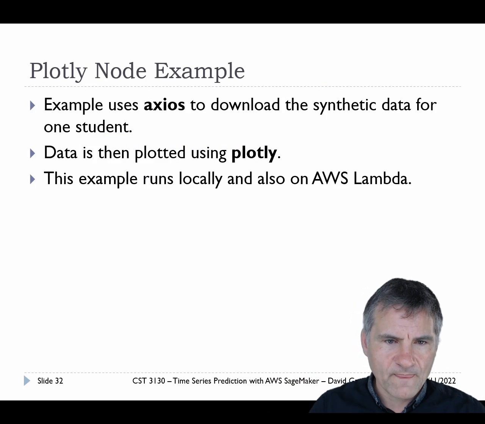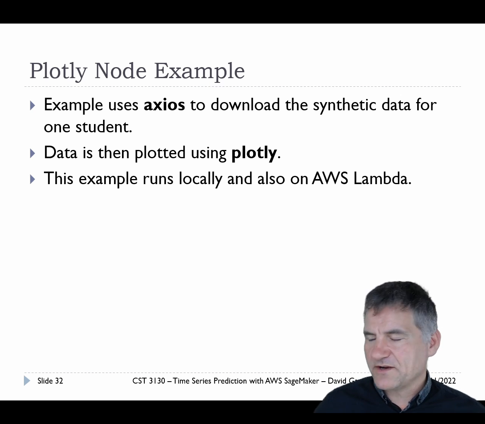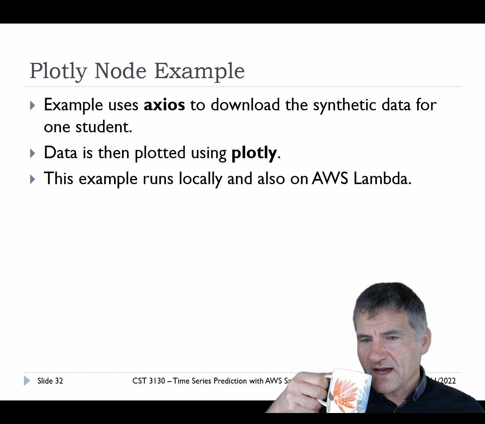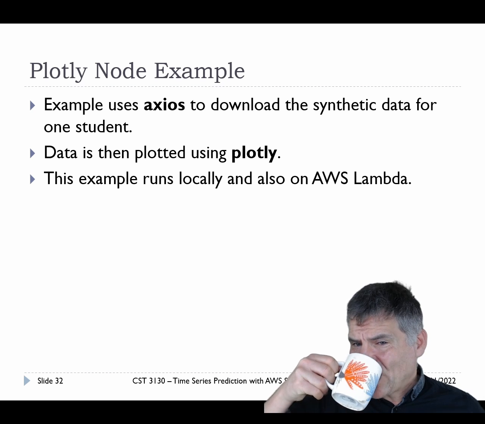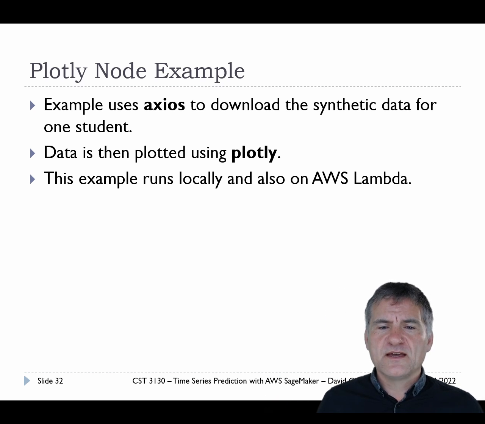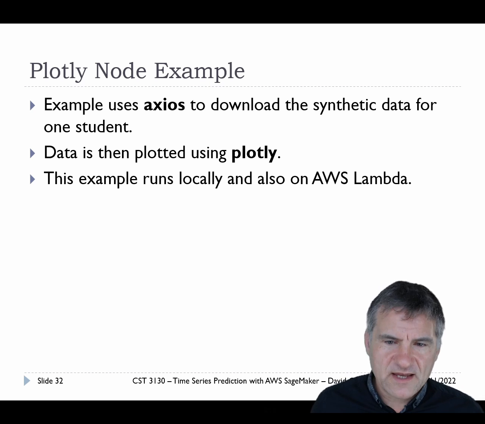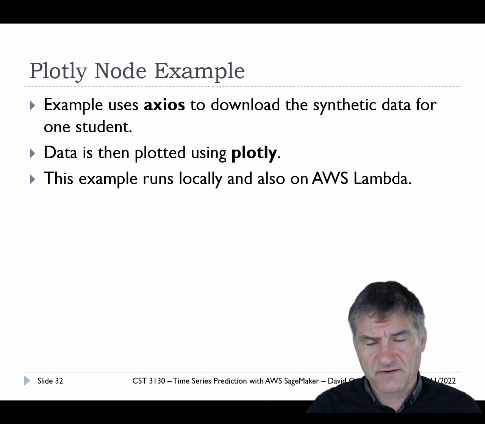So in this example, I'm going to use Axios, which is a Node library for downloading stuff, for HTTP requests, being technical about it. That's going to download the synthetic data for one student. I'm then going to plot that using Plotly. This example you can run locally, but I'm just going to run it on AWS Lambda. It's probably easier running locally, but I thought I might as well stick it in the cloud.